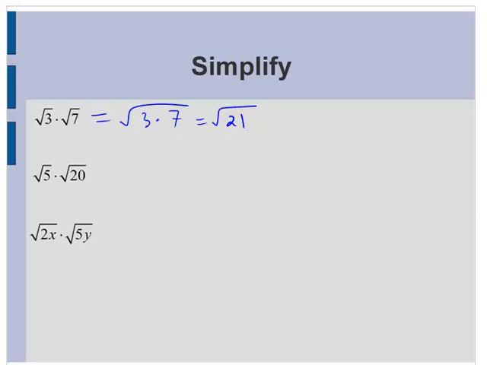Square root of 5 times the square root of 20. Well, that would be the square root of 5 times 20, or the square root of 100. But wait a second, we can simplify this one further. Since 100 is a perfect square, the square root of 100 is 10.